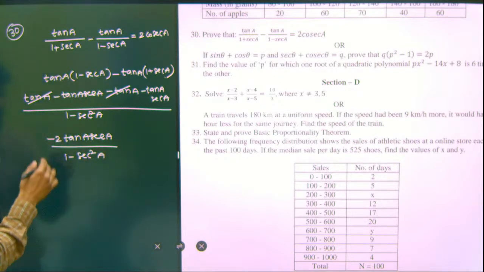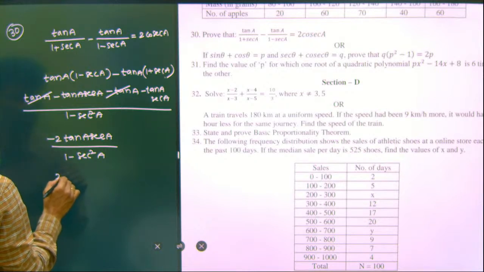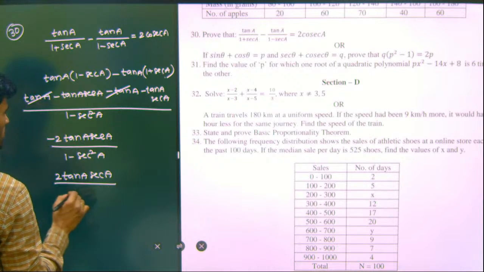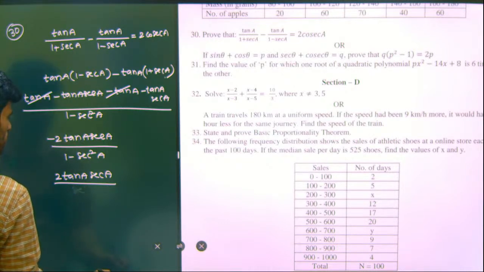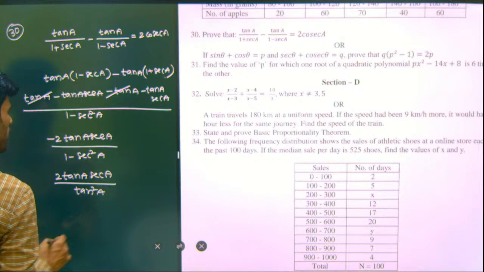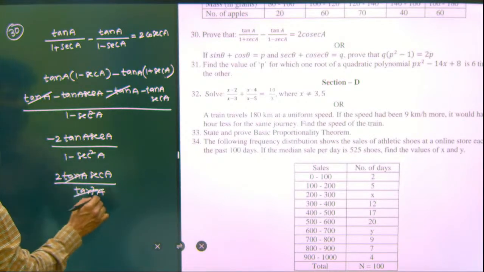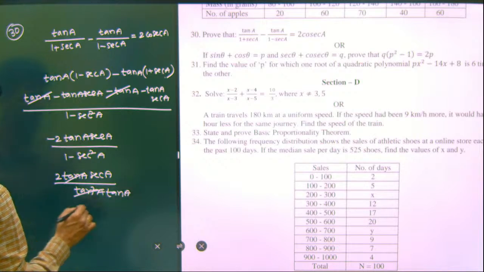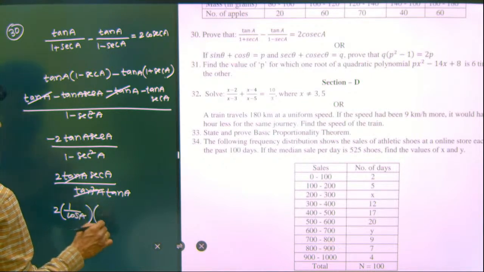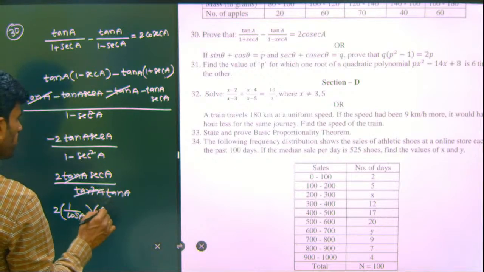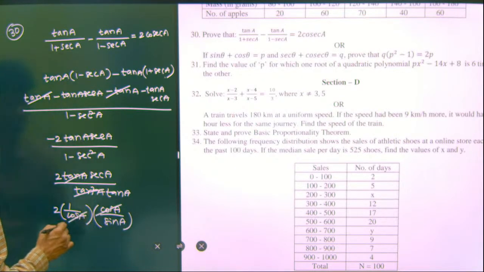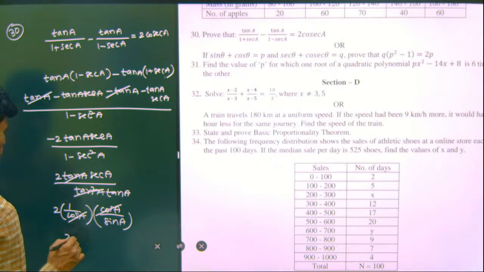So if you multiply minus in the numerator and denominator, we get 2 tan A secant A by secant square A minus 1. This is tan square A, because secant square A minus 1 is tan square A. One time tan A will be cancelled, one more tan A will be left. Now that is 2 into 1 by cos A into 1 by tan A, which becomes cos A by sin A. Here cos A cancels, 2 into 1 by sin A is 2 into cosec A.